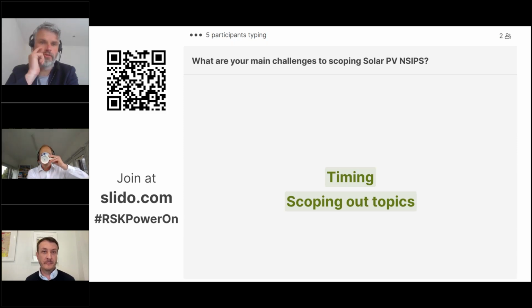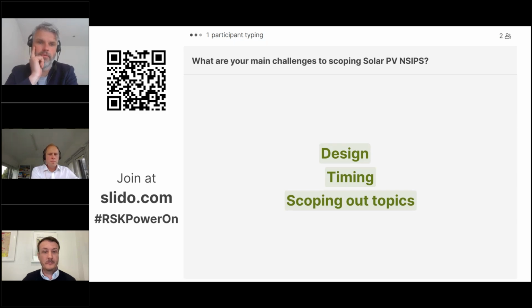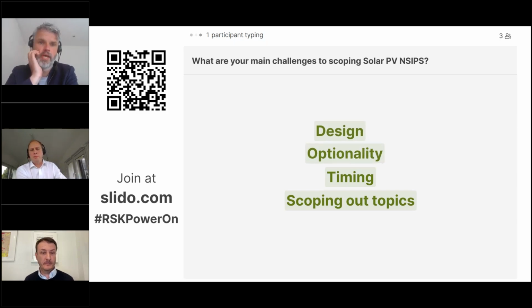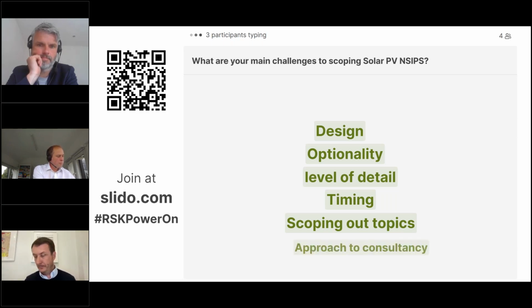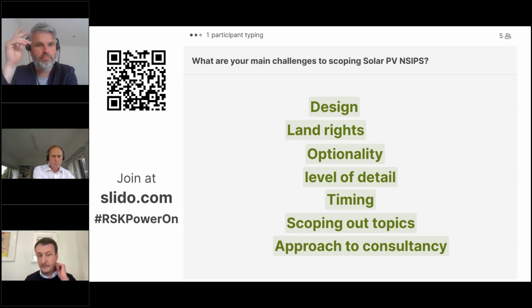I should just say as well, obviously we're focusing on solar PV NSIPs here, but probably a lot of what we're going to talk about is applicable to any project really that requires scoping. So hopefully it'll be a useful discussion. So we got design optionality, level of detail, yeah. That all resonates, I think. Okay, approach to consultancy, yeah. So I'm presuming you mean perhaps differing approaches to how consultants treat scoping, etc., in terms of scoping out, scoping in, etc. Land rights, okay, yeah.